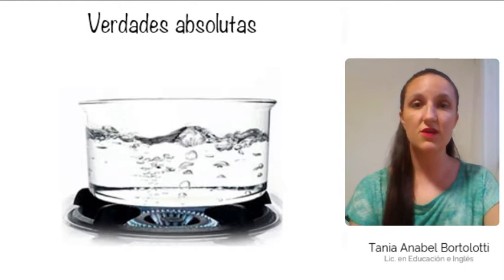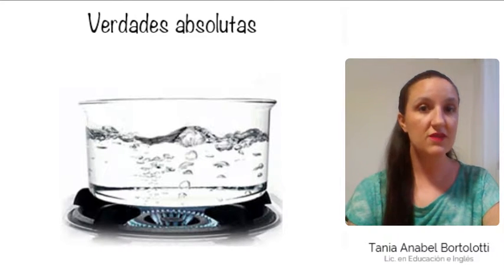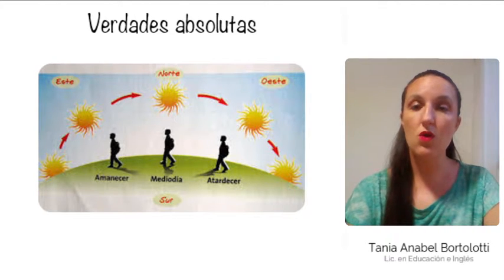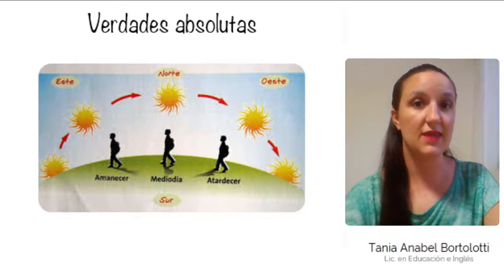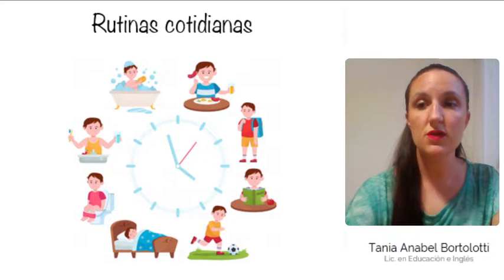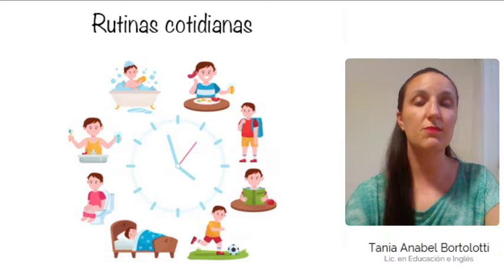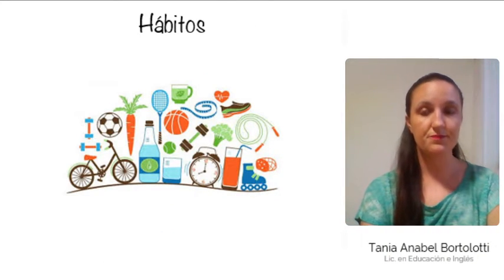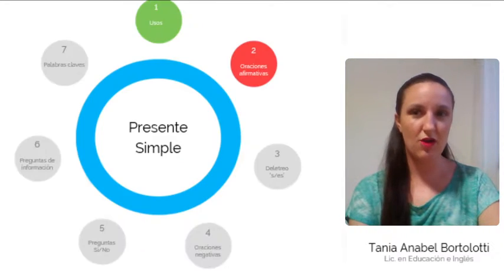We use this verbal tense, the present simple, to talk about general truth. For example, water boils at 100 centigrades. Or another general truth is that the sun always comes out by the east. We also employ the present tense use as routines. Daily routines, daily activities that are performed on a regular basis, as regards habits. Now, any questions? We are all fine.